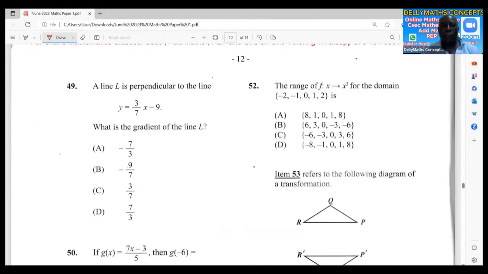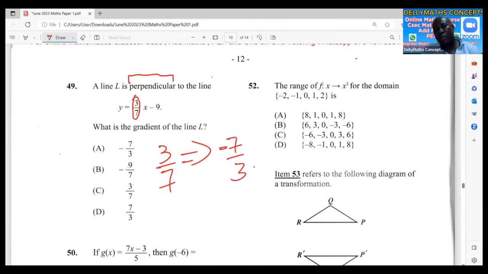A line is perpendicular, take note, to a line y equal to 3/7 x minus 5. What's the principle? When one line is perpendicular to another line, one gradient is actually the negative reciprocal of the other. So you're going to turn it upside down and change the sign. So it's going to become negative 7 over 3.